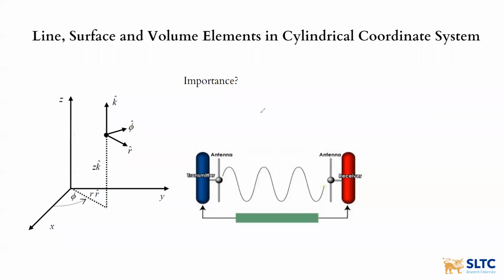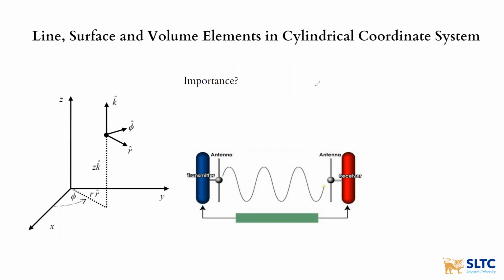So cylindrical coordinate systems are really important as well. One application of its importance is when we are using antenna systems. When we are designing or doing calculations related to antenna systems, sometimes rather than using the Cartesian coordinate system, we can use the cylindrical coordinate system to easily understand the orientation and the location of the antenna.